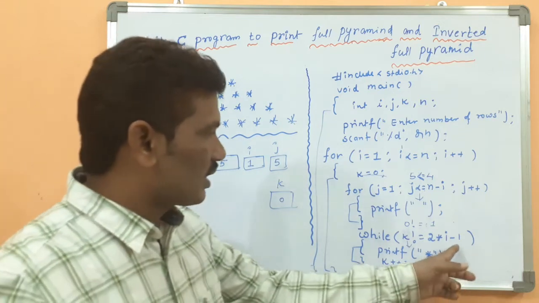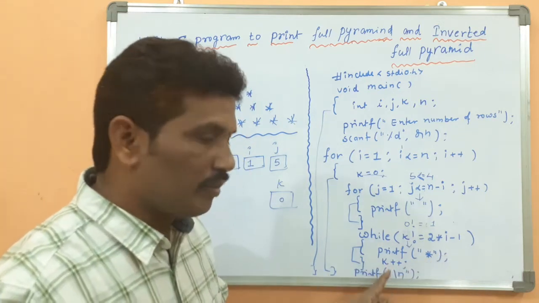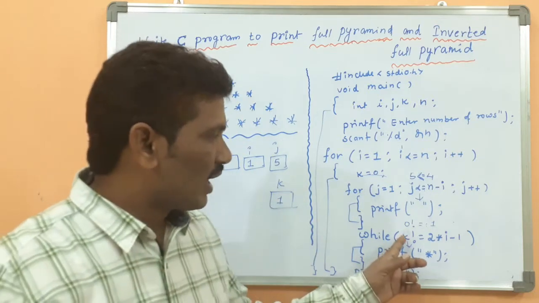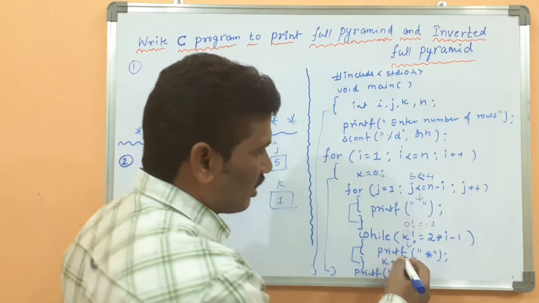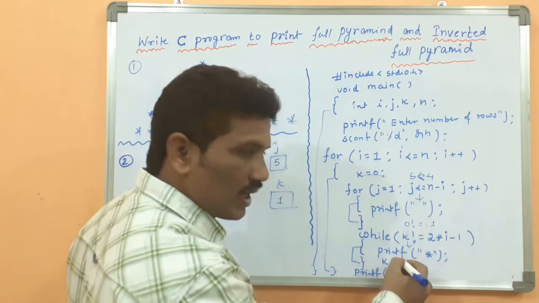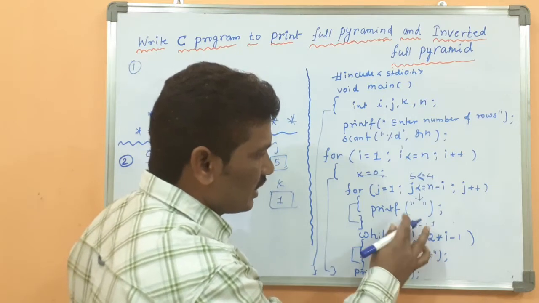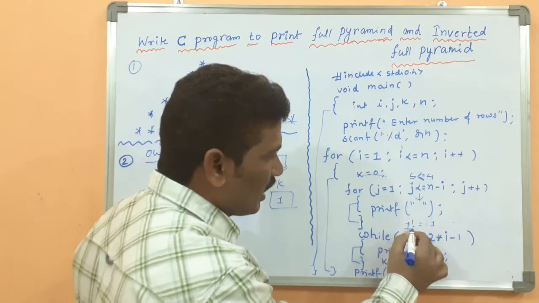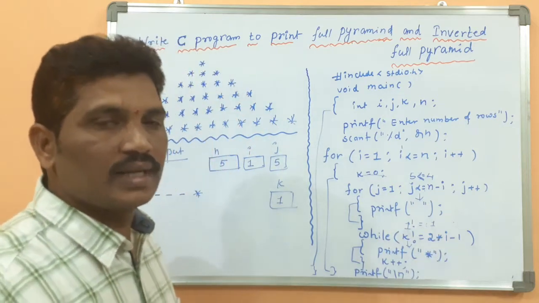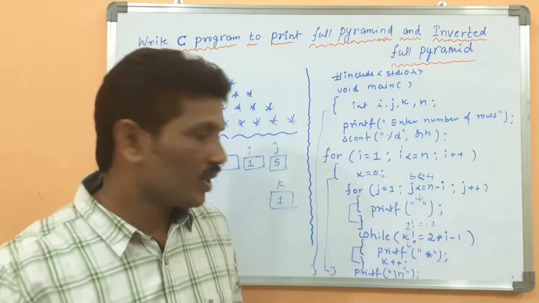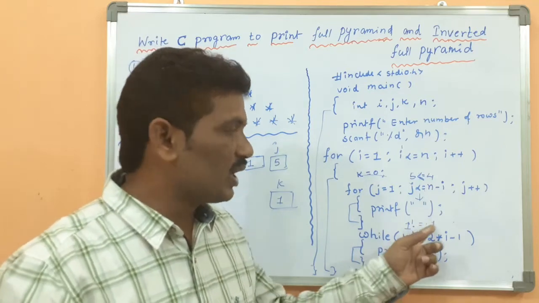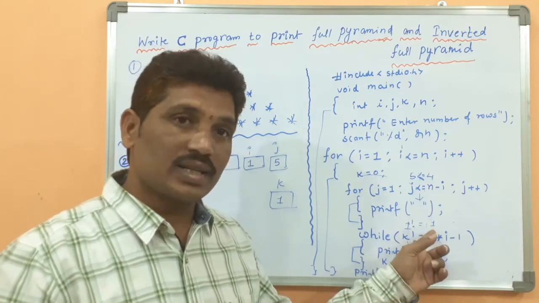After that, the k value is incremented by 1. Now k value becomes 1. Then again test the condition. After incrementing the k value, again test the condition. Here at this time, what is the k value? 1 not equal to 1. Is the condition true or false? The condition returns false, because 1 equals 1.